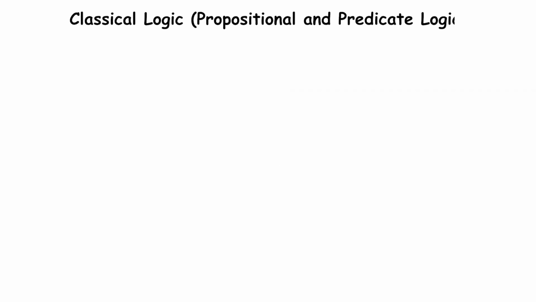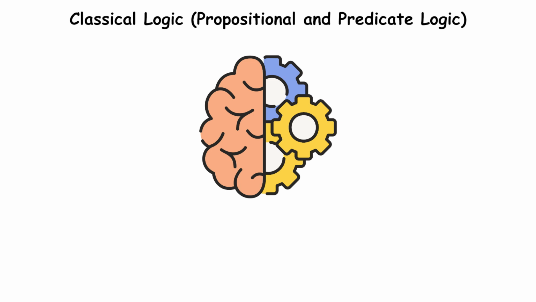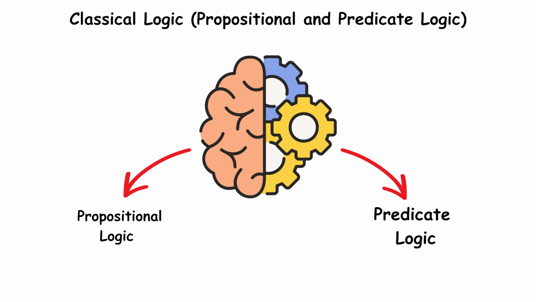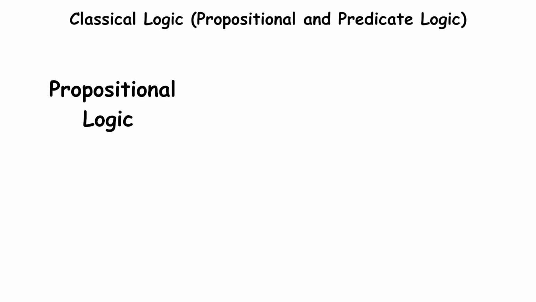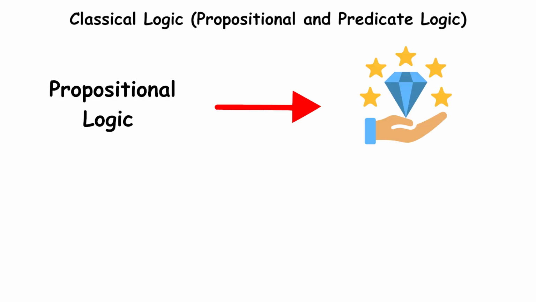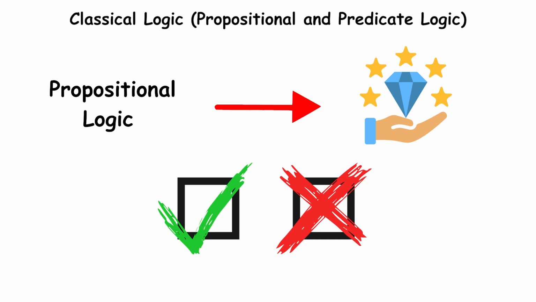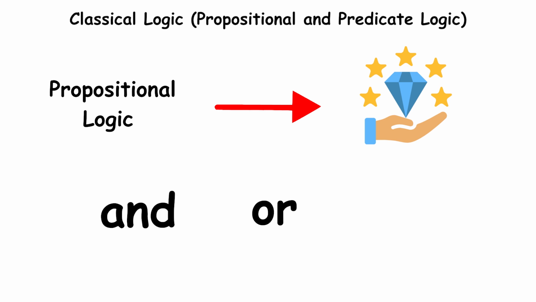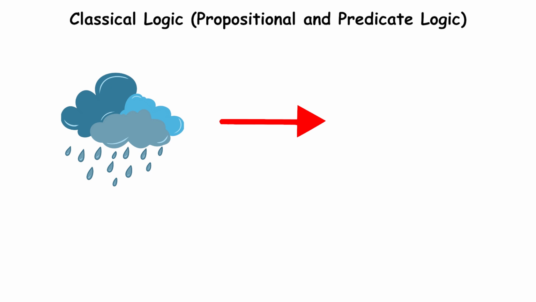1. Classical logic. Propositional and predicate logic. Classical logic is the most fundamental system of reasoning. It's divided into propositional logic and predicate logic, each focusing on different aspects of reasoning. Propositional logic focuses on propositions, simple statements that can either be true or false. The power of propositional logic comes in how it combines these simple propositions using logical connectives like and, or, and if, then.